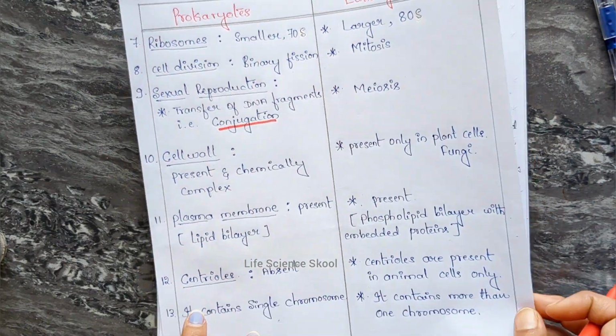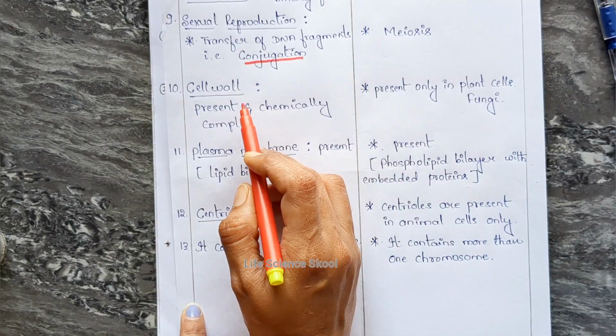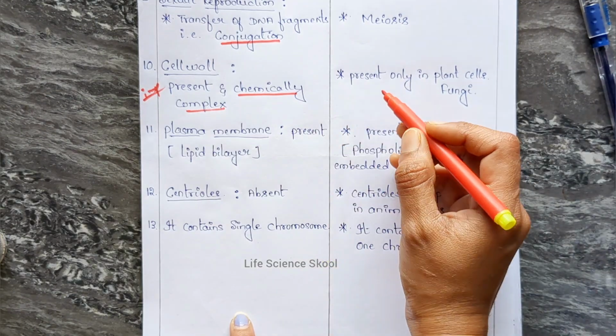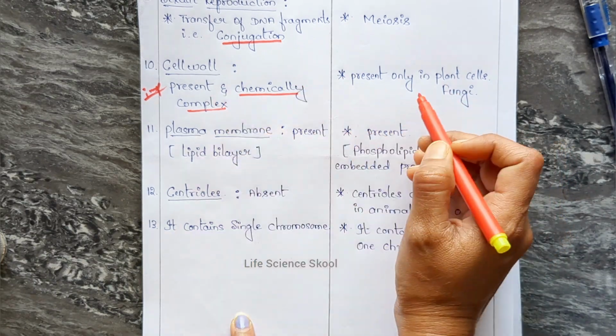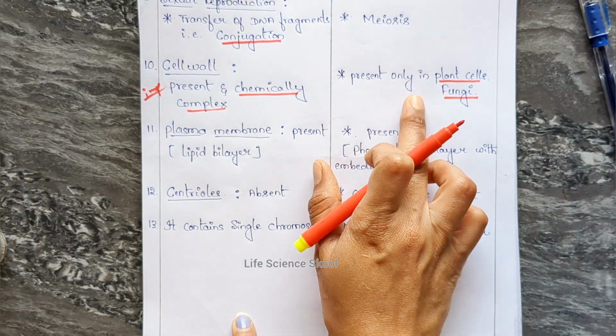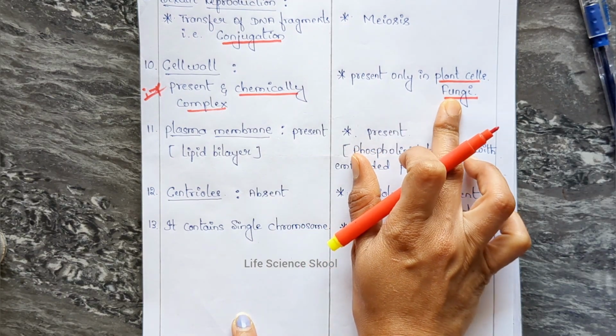Okay, next, moving on to the cell wall. In prokaryotes it is present and it is chemically complex. And in eukaryotes, the cell wall is present only in plant cells and fungi. Obviously, among eukaryotes there are animals, and in animals the cell wall is absent. That's why I have not mentioned it here.